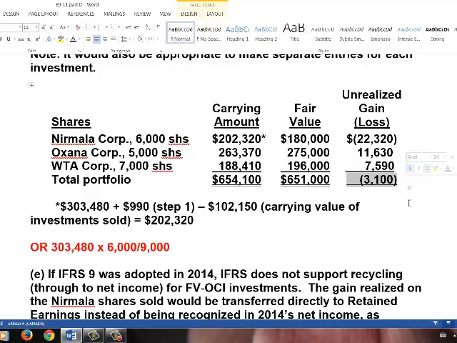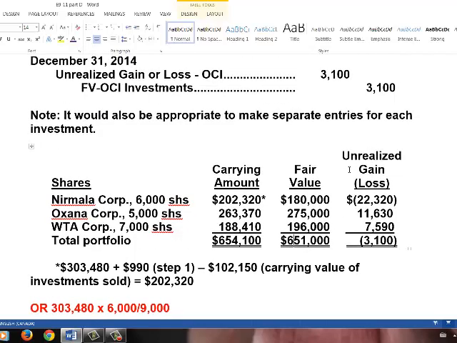So that portfolio is going from a carrying amount which is higher than the current fair value, so it's going down. So now the entry I'd make is to debit the unrealized gain or loss, and because I'm debiting it, it's a loss, which will run through OCI, 3,100, and I will credit my fair value through OCI investments to bring it from 654,1 to 651, and that will be a credit of 3,100.